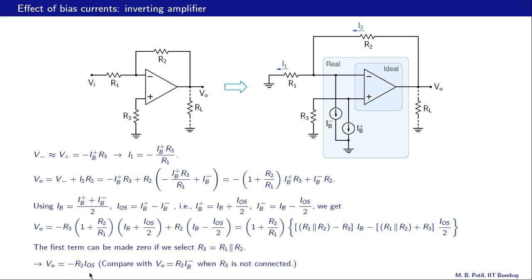And if you recall, IOS is the offset current, and that is much smaller than IB, and therefore this voltage is a smaller DC shift as compared to R2 times IB minus, which we obtained when R3 was 0 or R3 was not connected. We had connected directly the non-inverting input to the ground. So this is one trick that you will often see implemented in op-amp circuits, especially when the DC shift at the output is a concern.